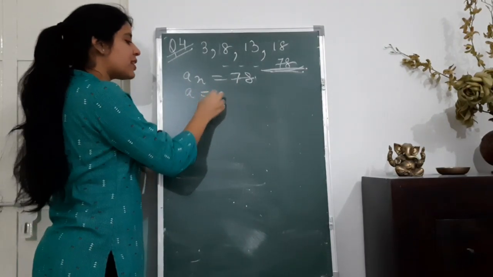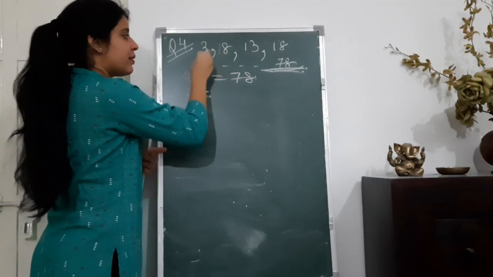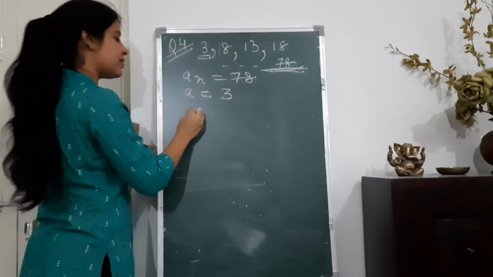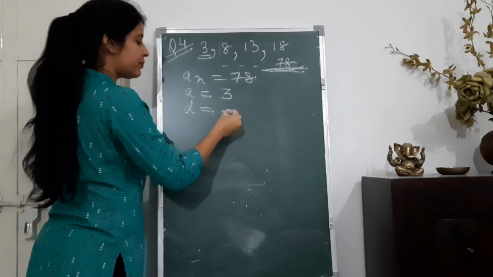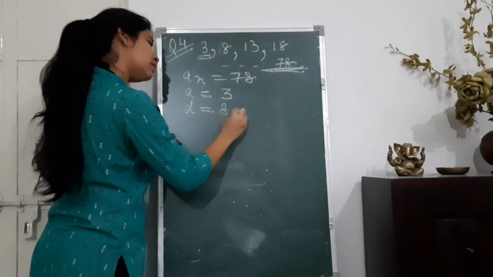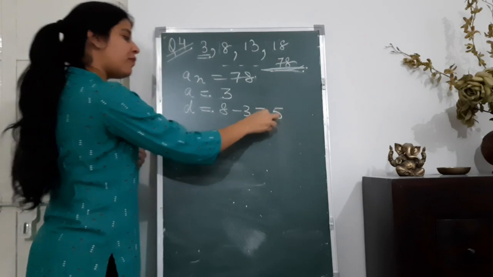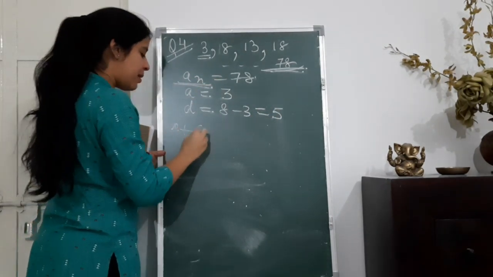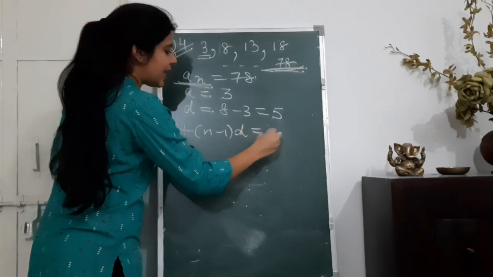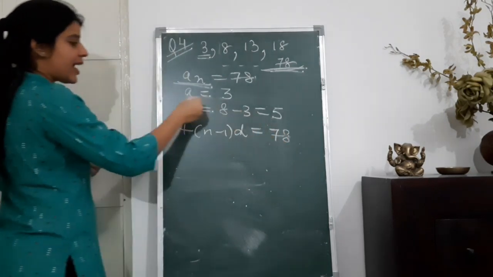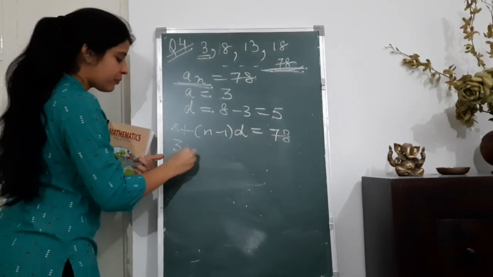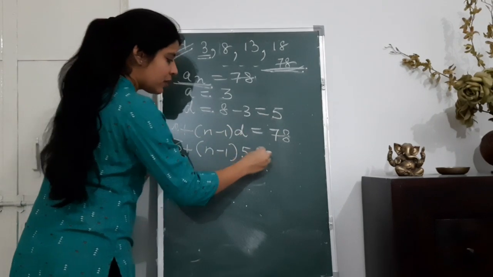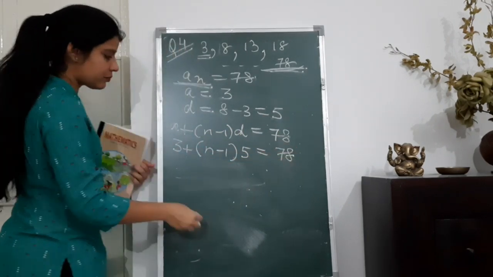What is going to be the first term of the series? The first term of the series is 3. The common difference for this will be equal to 8 minus 3, which is equal to 5. What is the formula of an? An is equal to a plus n minus 1 into d, that is equal to 78. And I can say a as 3, n minus 1, and what is the value of d? 5 is equal to 78.